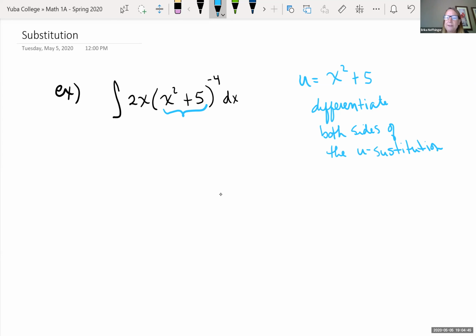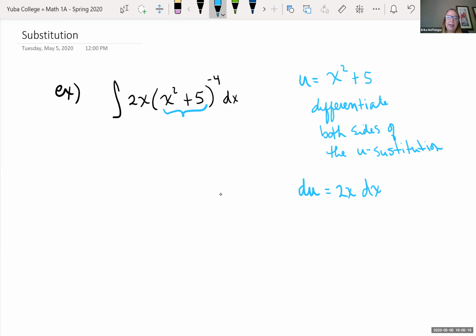And so if we differentiate both sides, if we take the derivative of U, that's just 1, but we're going to tack on there that du. We just took the derivative of U. So now let's differentiate x squared plus 5. The derivative of x squared is just 2x. Derivative of 5 is 0. And we took this with respect to x on this side, so we're going to put on this dx.